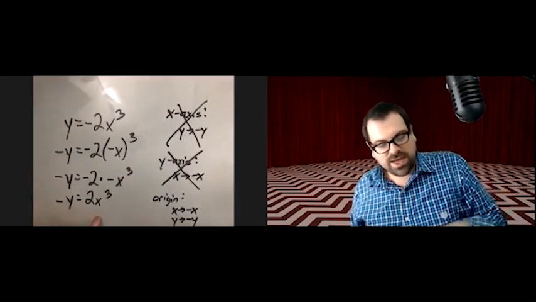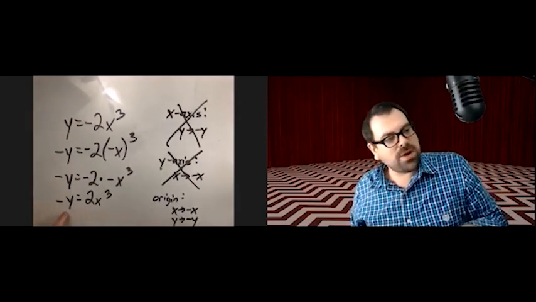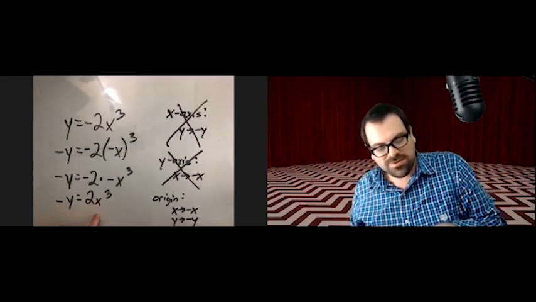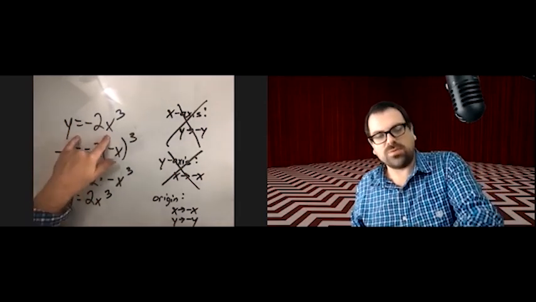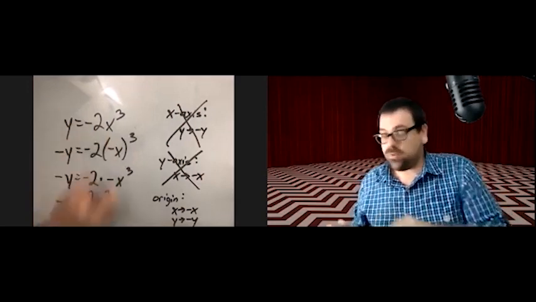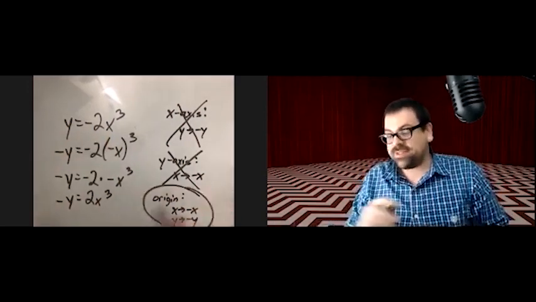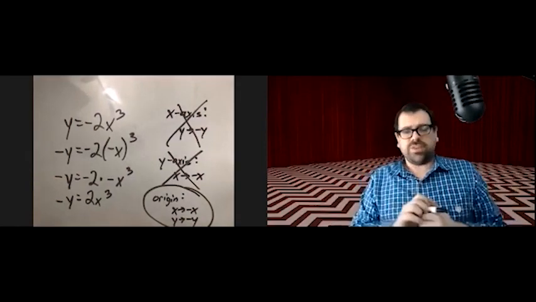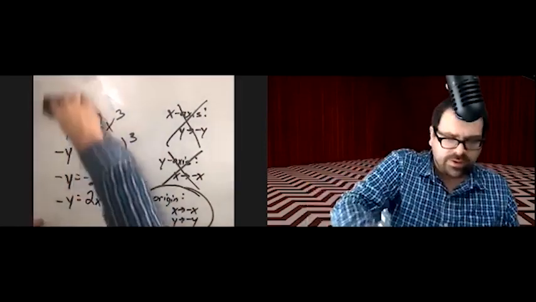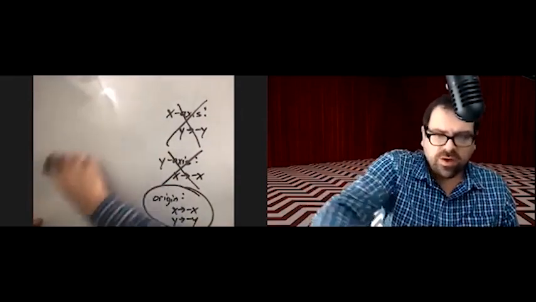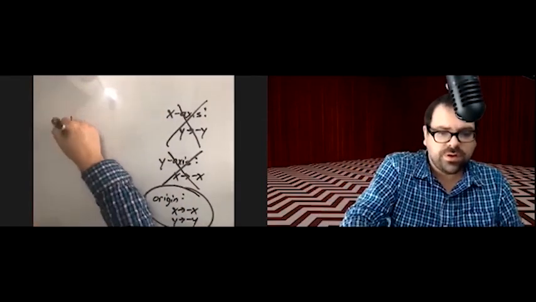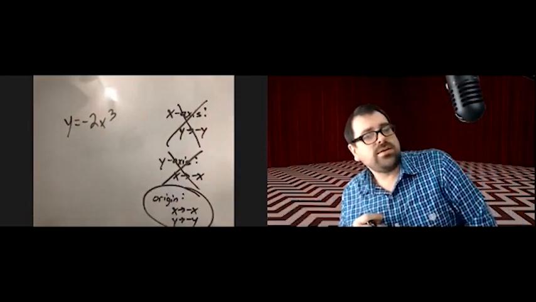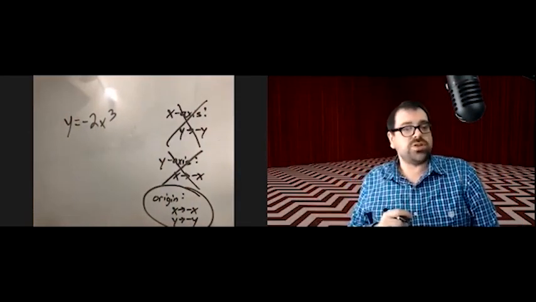Take the opposite of both sides. Negative y becomes positive y. Positive 2x cubed becomes negative 2x cubed. Y equals negative 2x cubed is our original. This does have origin symmetry. And how do we graph this? Can we verify that y equals negative 2x cubed doesn't have x or y symmetry, but it does have origin symmetry?